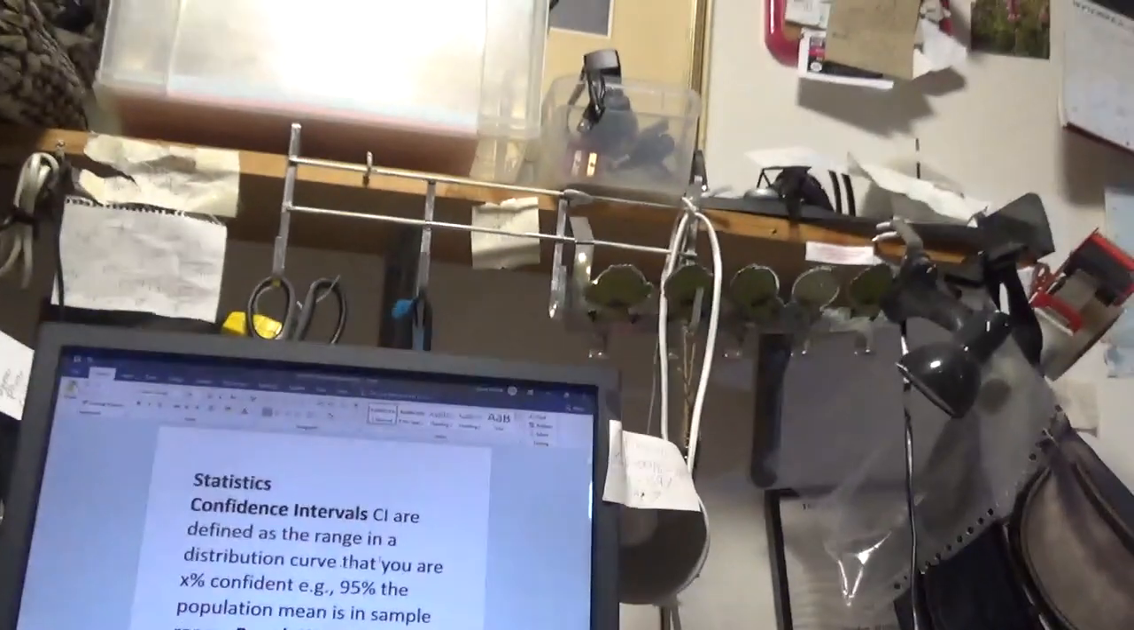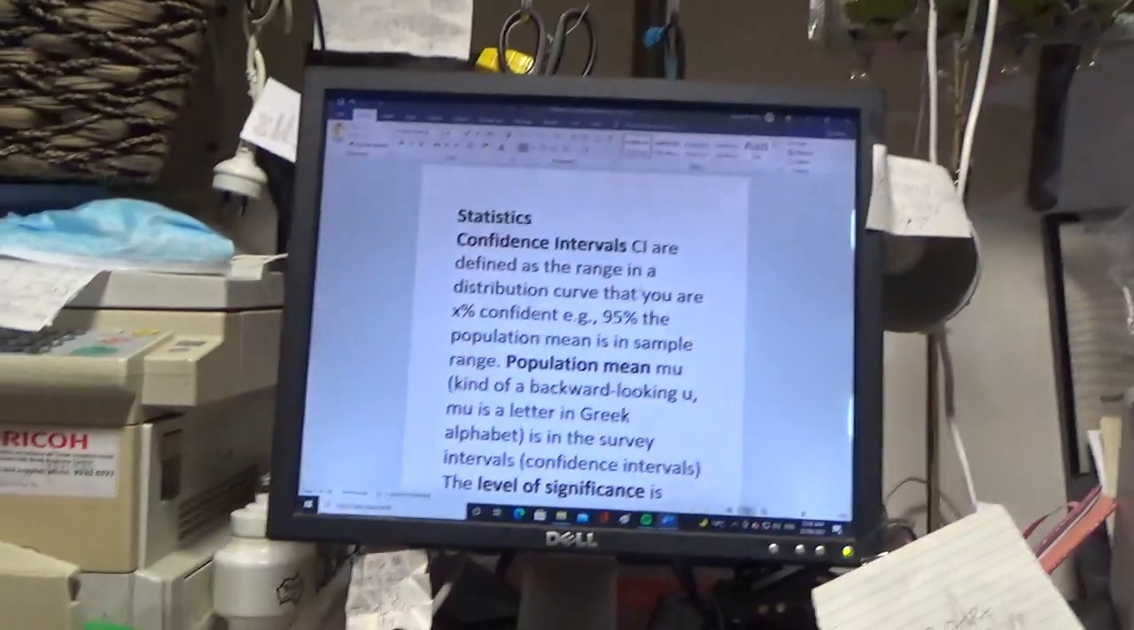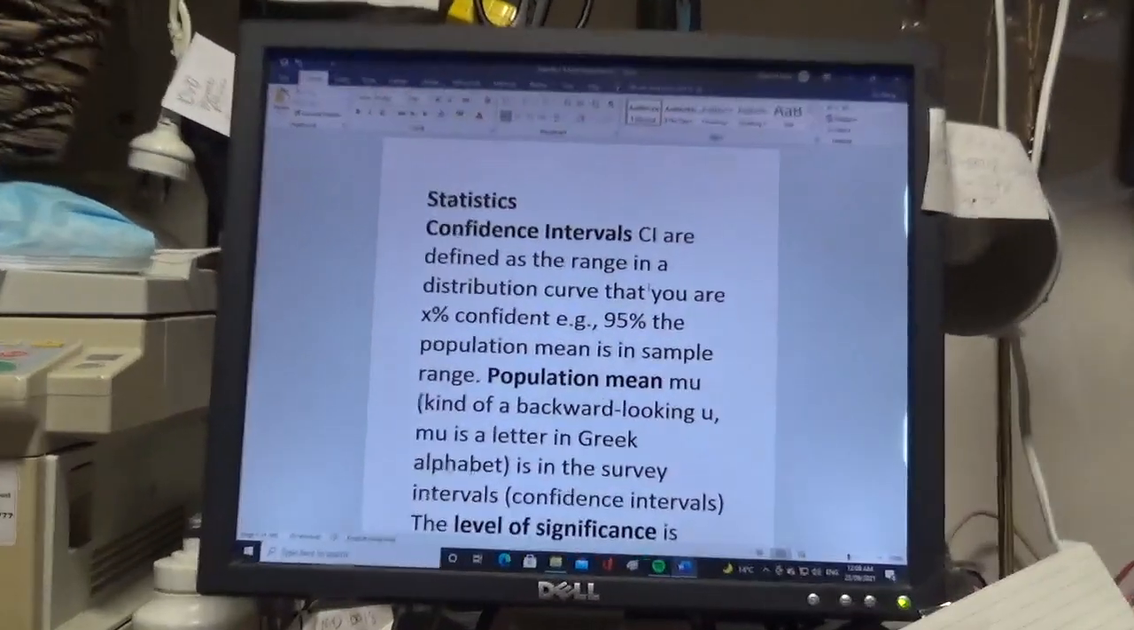Just make sure that's focused. Okay, zoom it in a bit.